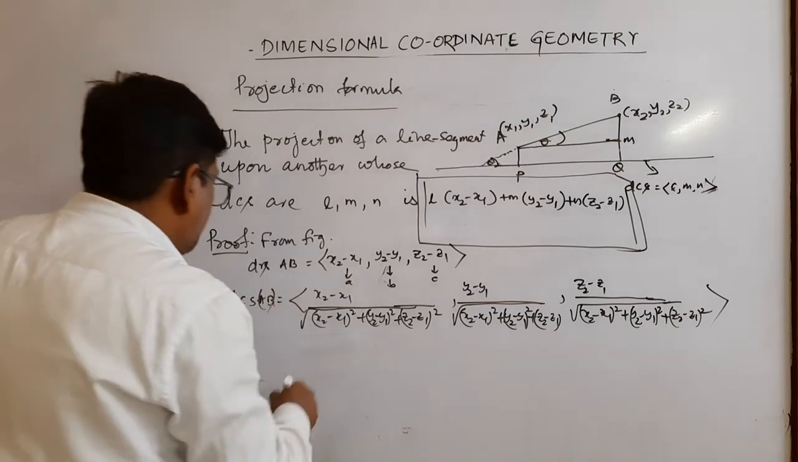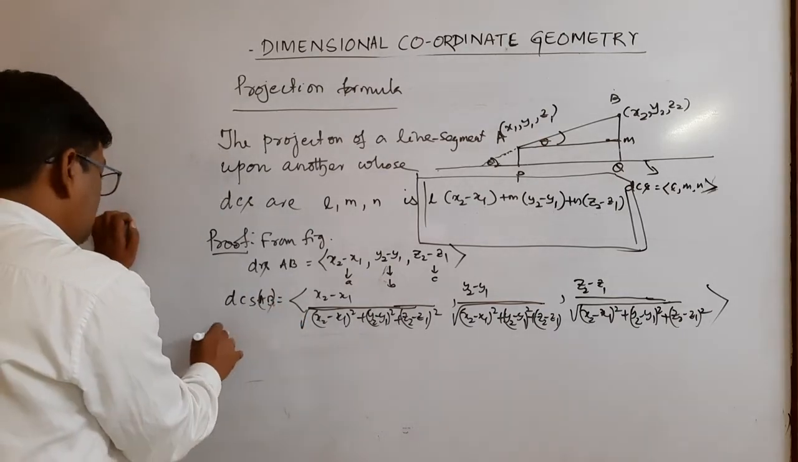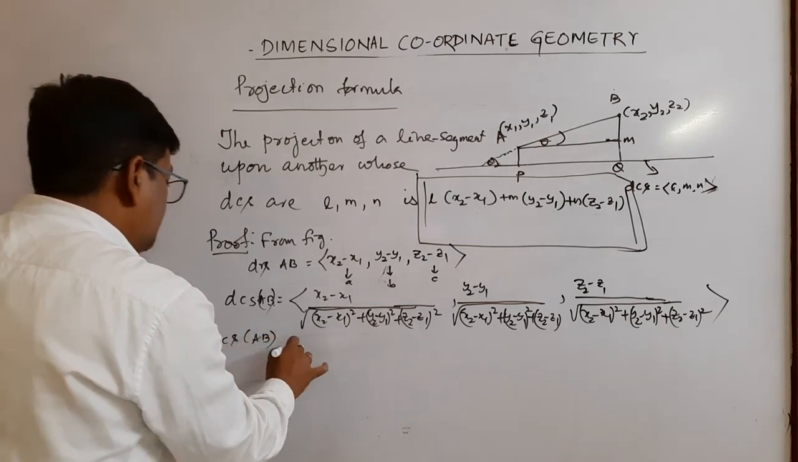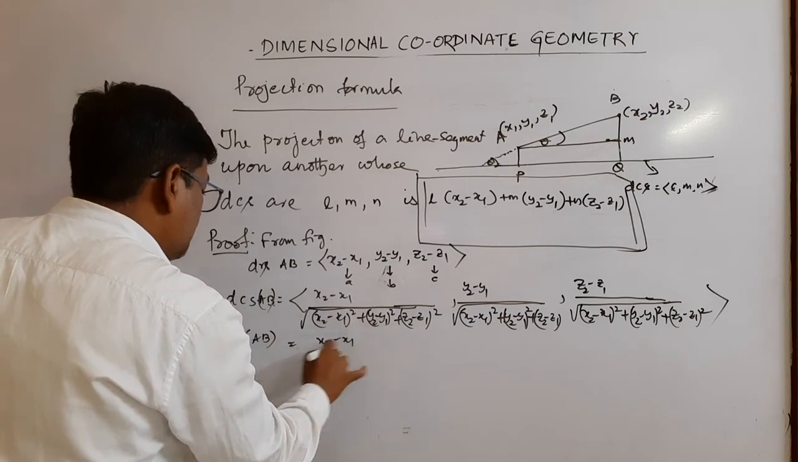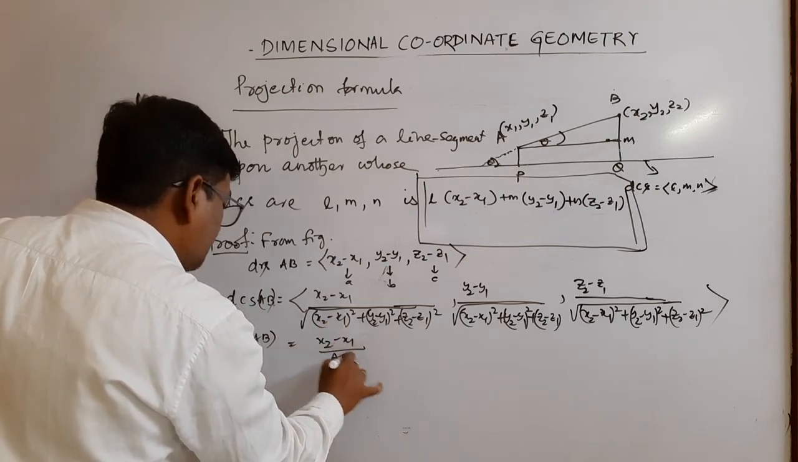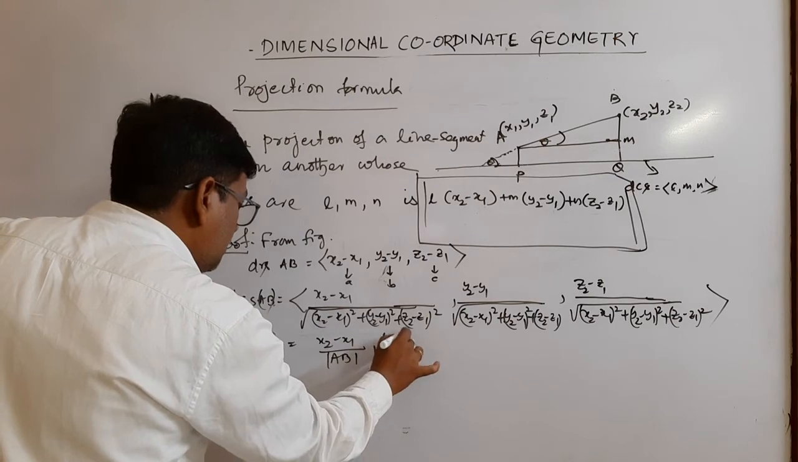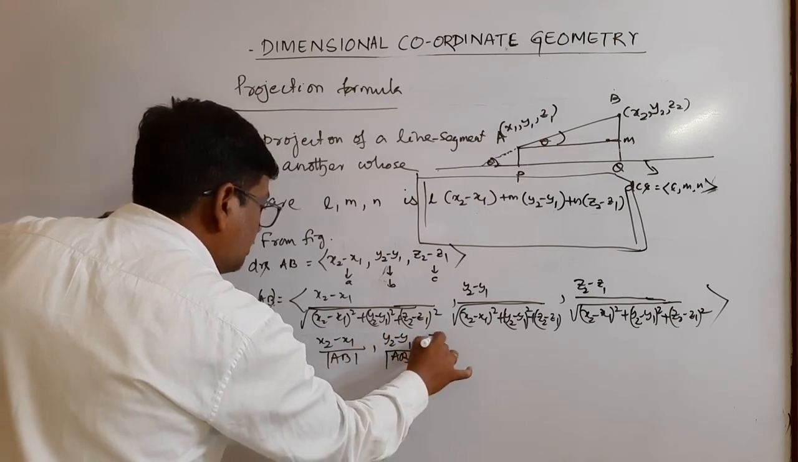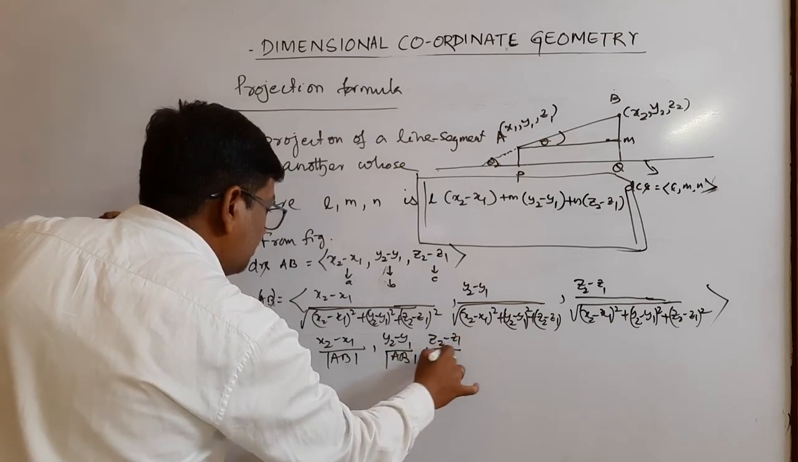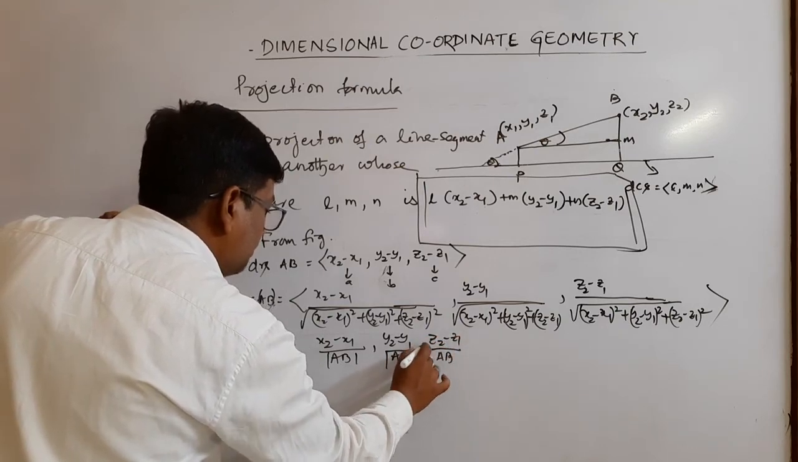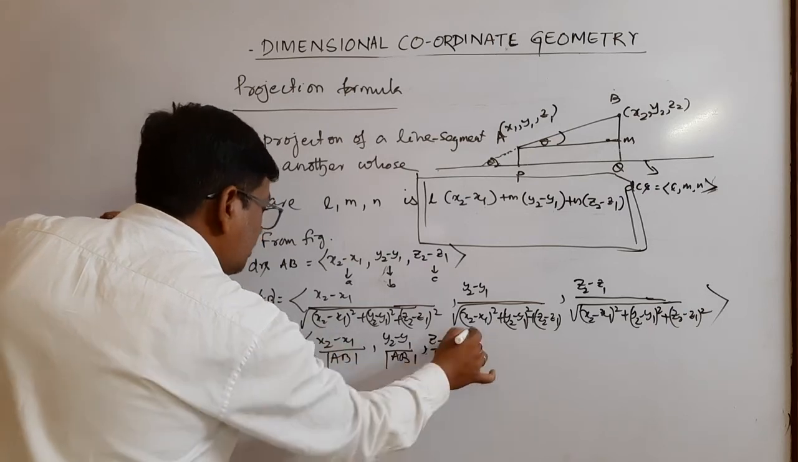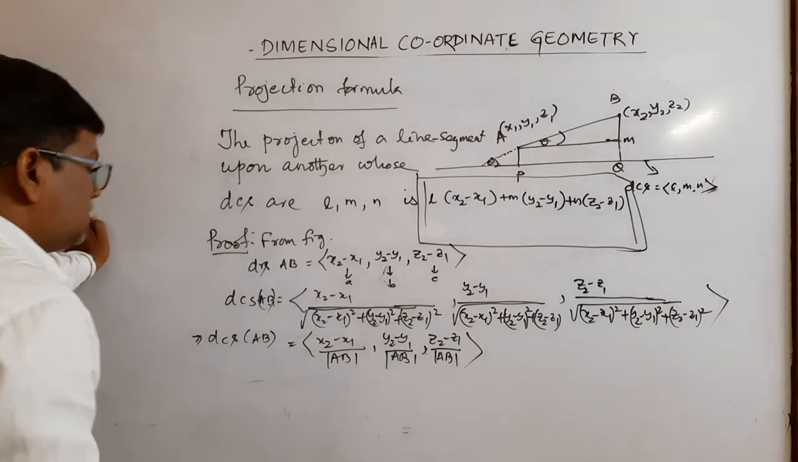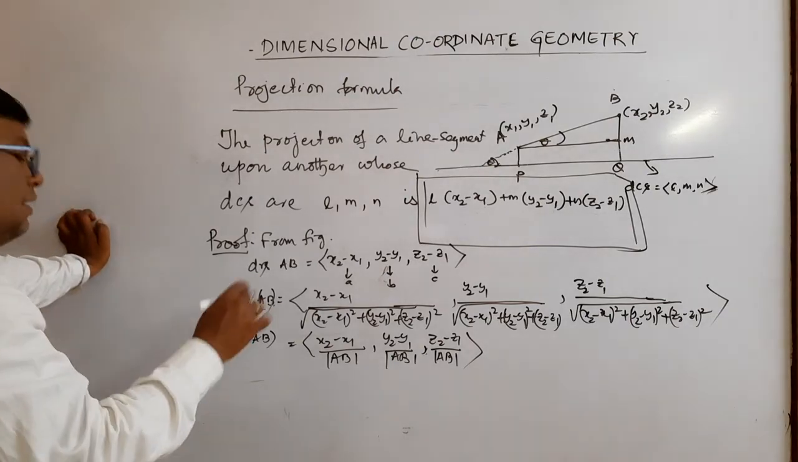Now this can be written as, that implies DCs of AB is equal to what? x2 minus x1 by distance of AB, comma, y2 minus y1 divided by distance of AB, comma, z2 minus z1 by distance of AB. These are the DCs.